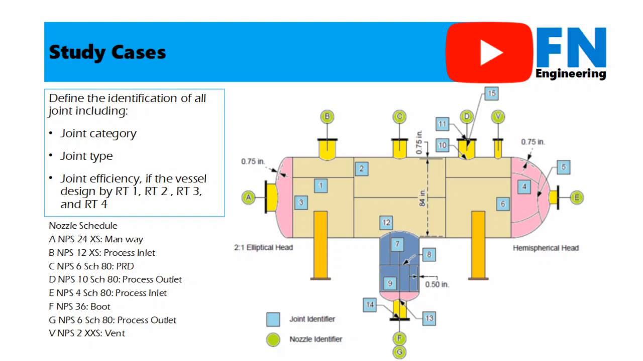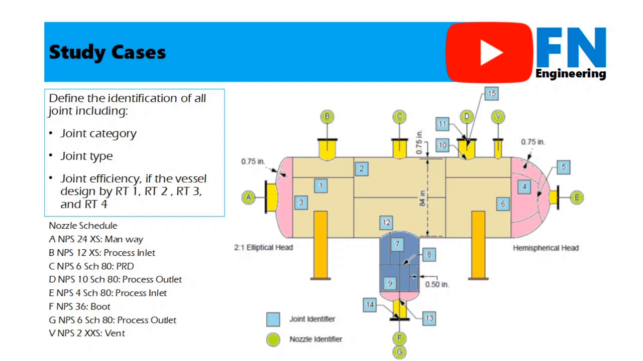Nozzle D using NPS 10 and schedule 80. Nozzle E using NPS 4 inch and schedule 80. Nozzle F as boot or communicating chamber using NPS 36 inch. The last is nozzle V as drain using NPS 2 inch and schedule extra strong.